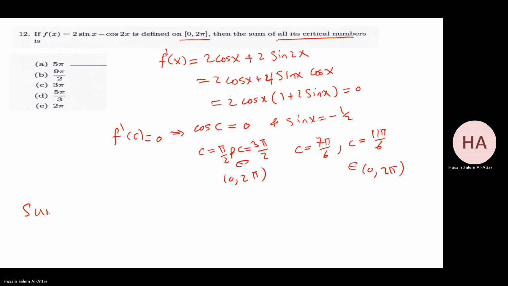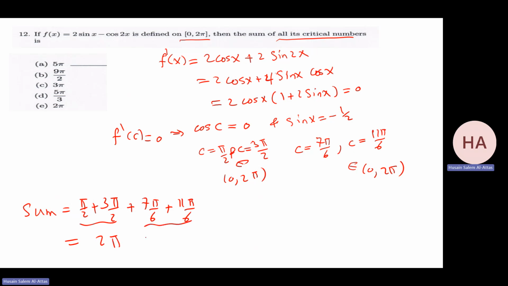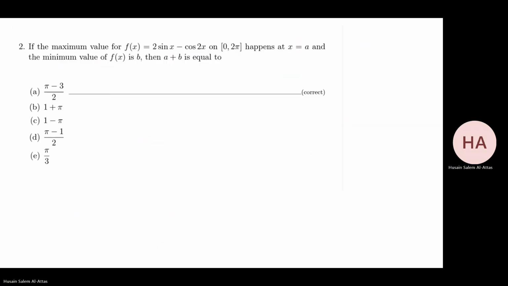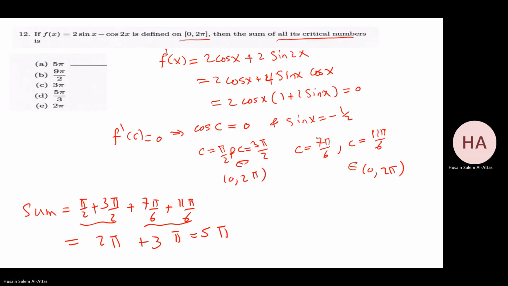So the sum will be pi over 2 plus 3 pi over 2 plus 7 pi over 6 plus 11 pi over 6. That is 2 pi, and that is 18 pi over 6, which is 3 pi. So the answer is 5 pi. Oops. Which is this one?